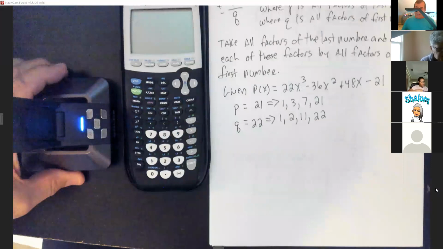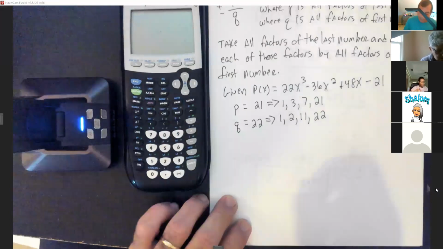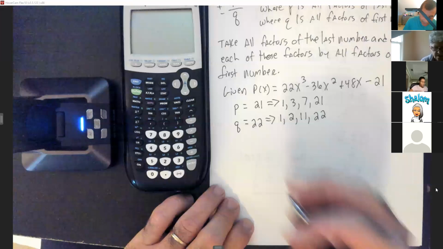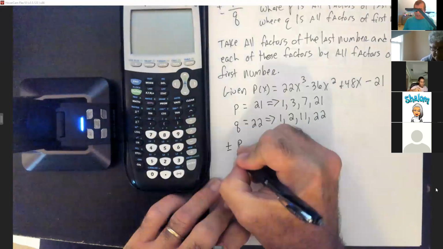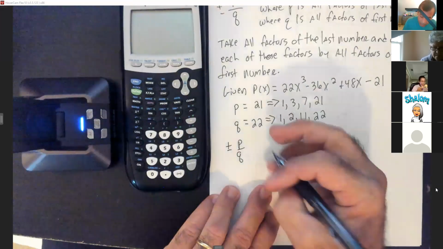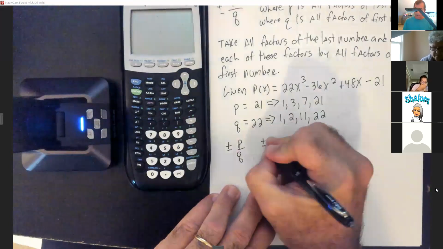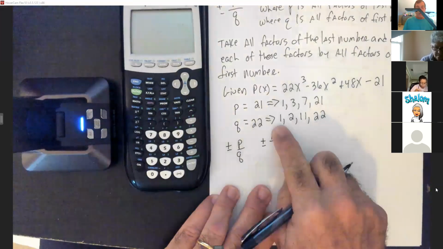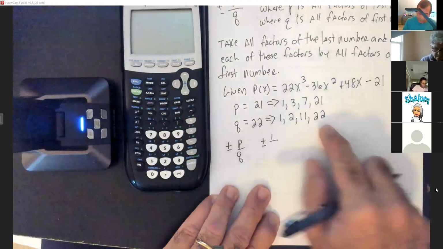All right, so now we got to find the plus or minus P over Q's for all of this. So I'm going to start with the 1 up here. So I got a plus or minus 1. And I'm just going to divide that 1 by all 4 of these numbers.